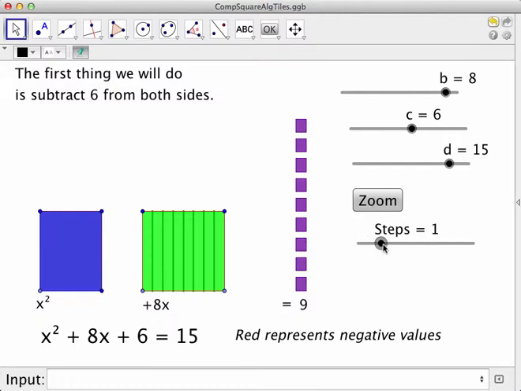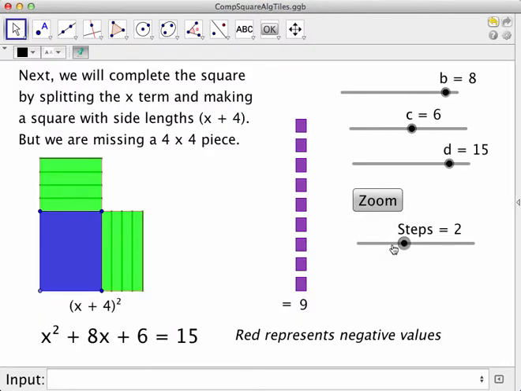The next thing we're going to do, and this is really the key, is we start to create a square that no longer will have side lengths equal to x, but will have side lengths equal to x plus half of the coefficient of the x term. So the x term in this case had a coefficient of 8. So our square is going to be equal to x plus 4 times x plus 4. So you can see we broke up our middle term into two parts, 4x and 4x. We piled them one to the right, one on top.